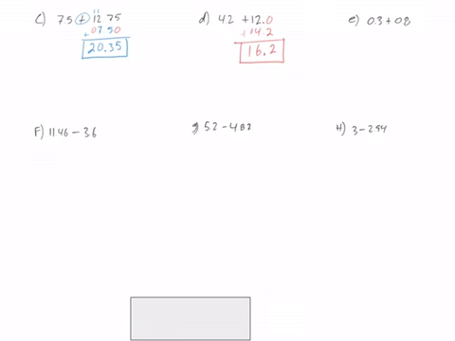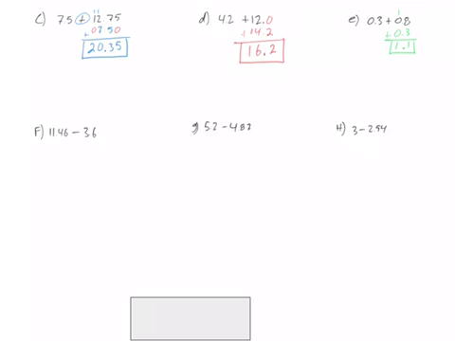0.3 plus 0.8. So I'm just going to line those up here. 0.3, lining up my decimal places. I'm adding. 8 plus 3 is 11, so 1, carry the 1. 1 plus 0 is 1. So my answer is going to be 1.1.